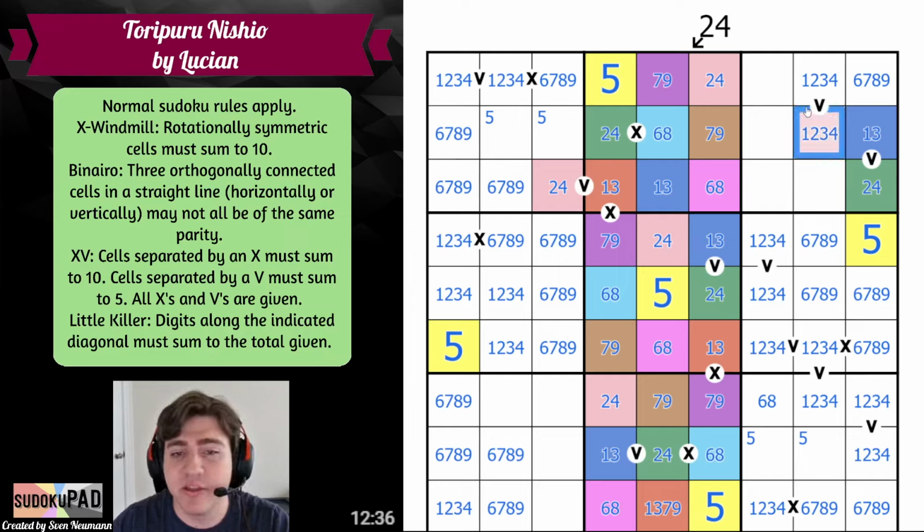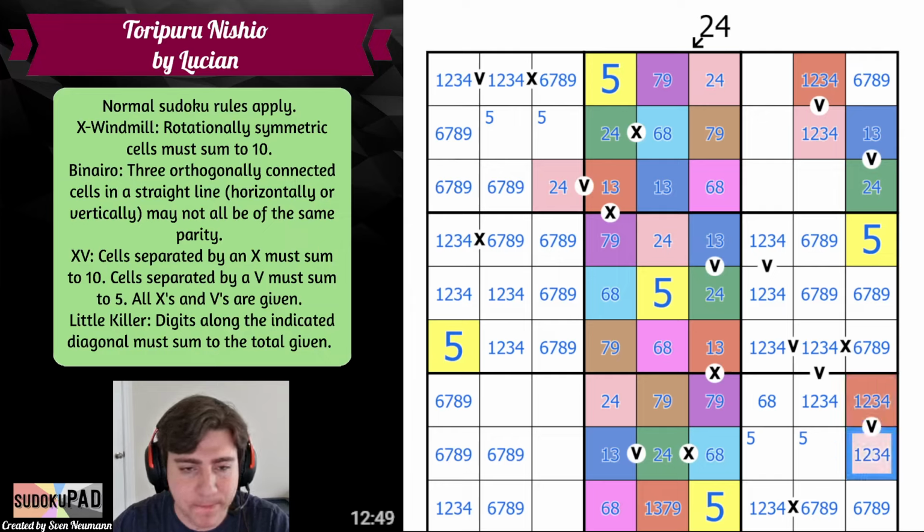This has to be the pale pink, and this being pale pink makes this red. A little slow to the punches there. 1, 2, 3, 4 must be the pale pink red set. So this must be red. This must be pale pink.